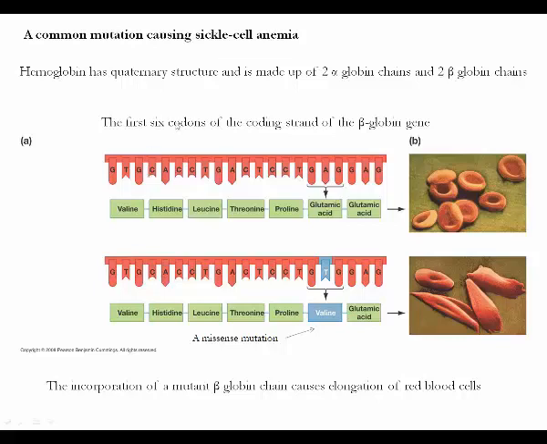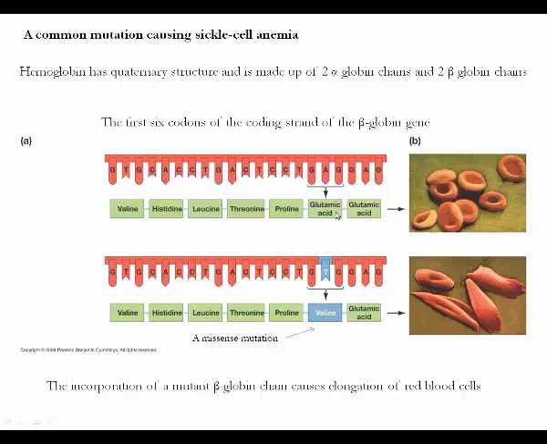This is the first 6 codons of the coding strand of the hemoglobin gene. The sixth amino acid, so actually it's 7 codons. The 6th amino acid should be an amino acid called glutamic acid. And glutamic acid has a negative charge, which means that it's going to interact with things that are positively charged when that little polypeptide is folding up to do its job.